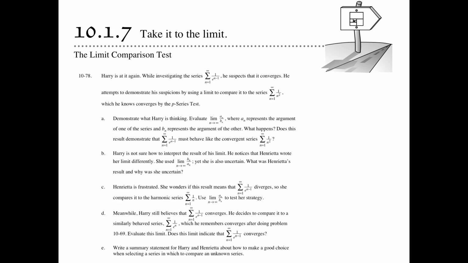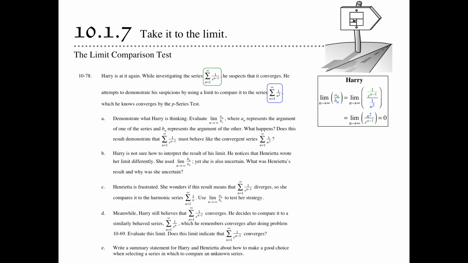Problem 10-78 will investigate a situation in which the limit comparison test, which was just discovered, yields a finite value of 0. In this case, the infinite series for 1 over e to the n minus 1 is being compared to the infinite series for 1 over n squared. Thinking that they should behave the same way, Harry sets up a limit between the terms and gets the value of 0.